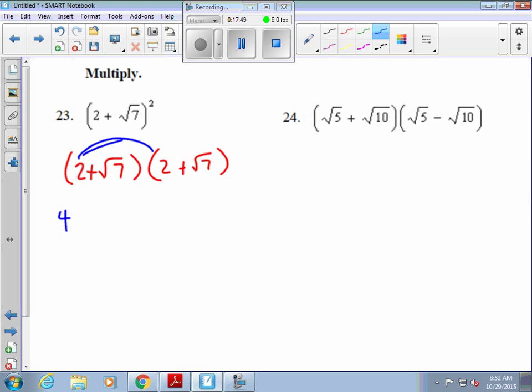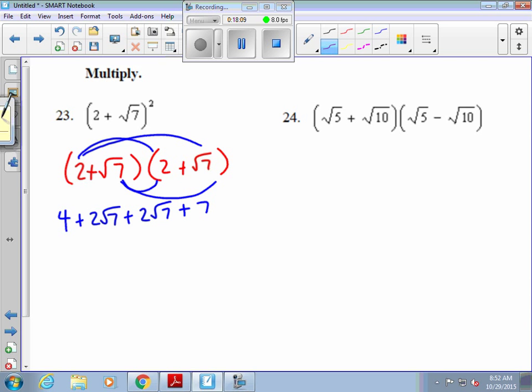O, outer 2 terms. 2 times the square root of 7. It's positive 2 square root of 7. I, inner 2 terms. 2 times the square root of 7 again. So positive 2 square root of 7. And then last 2 terms, L. Square root of 7 times the square root of 7 plus 7. Remember, that's the square root of 49. Which again will go right back to being plus 7.